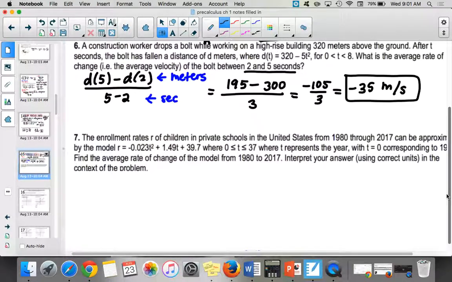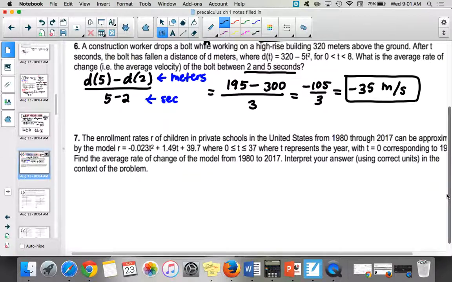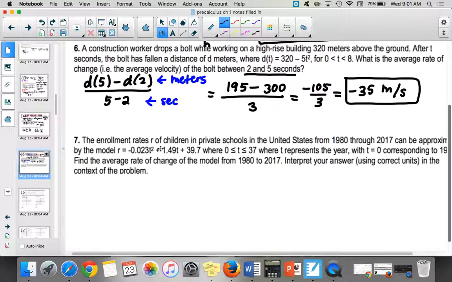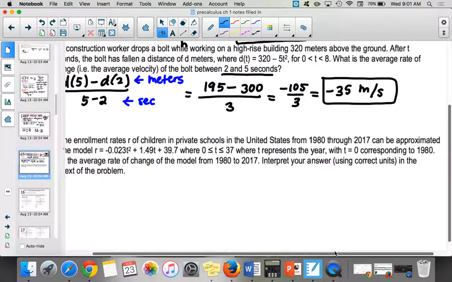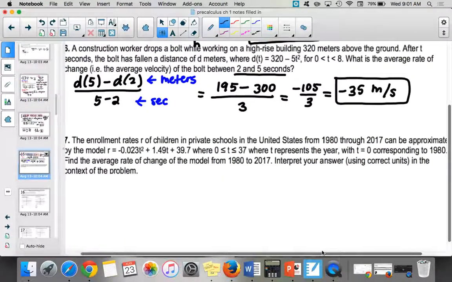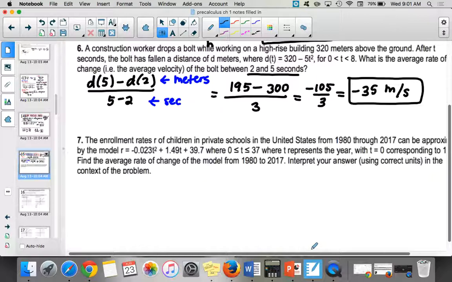All right, and then the last one. It says the enrollment rates of children in private schools in the U.S. from 1980 to 2017 can be approximated by this, where T represents the year. T equals 0 corresponds to 1980. Find the average rate of change of the model from 1980 to 2017, and then interpret your answer using correct units in the context of the problem.